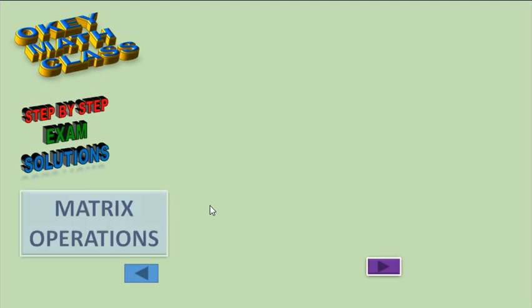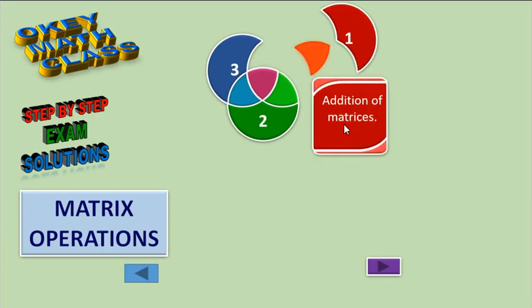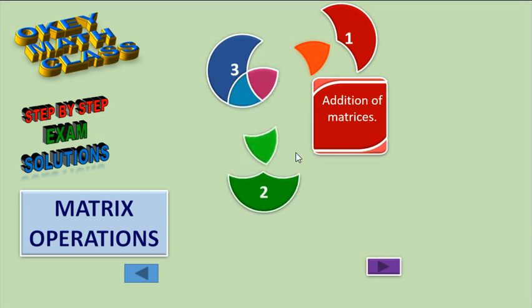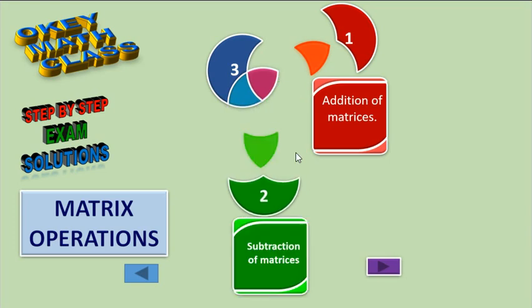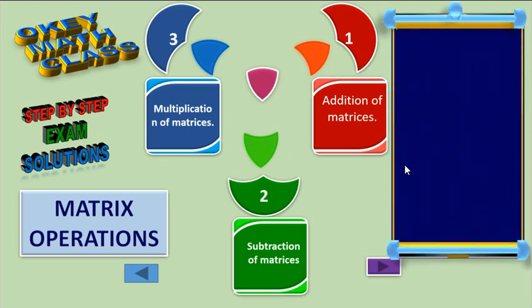Okay, maths class presents step-by-step exam solution to matrices. In this video, we'll be looking at matrix operations. And the topics we'll be studying are: number 1, addition of matrices. Number 2, subtraction of matrices. Number 3, multiplication of matrices.